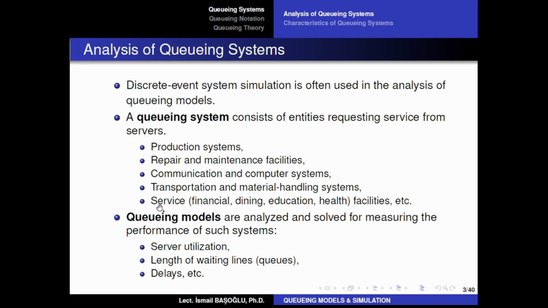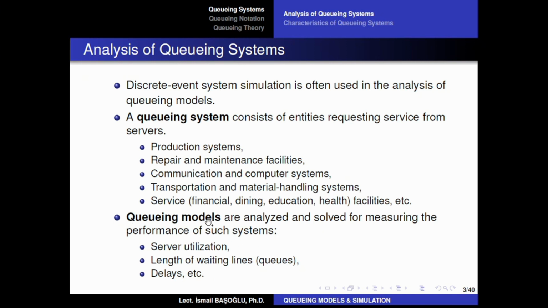And in service industry, service facilities, again, either it's a financial facility like a bank or a dining facility like a restaurant or an education facility like a school or a health facility like a hospital, people are getting into a queue to get a service. So you see, whatever system you are trying to model here, in most of the cases, we are getting involved with a queuing system. And queuing models are analyzed and solved for measuring the performance of such systems.